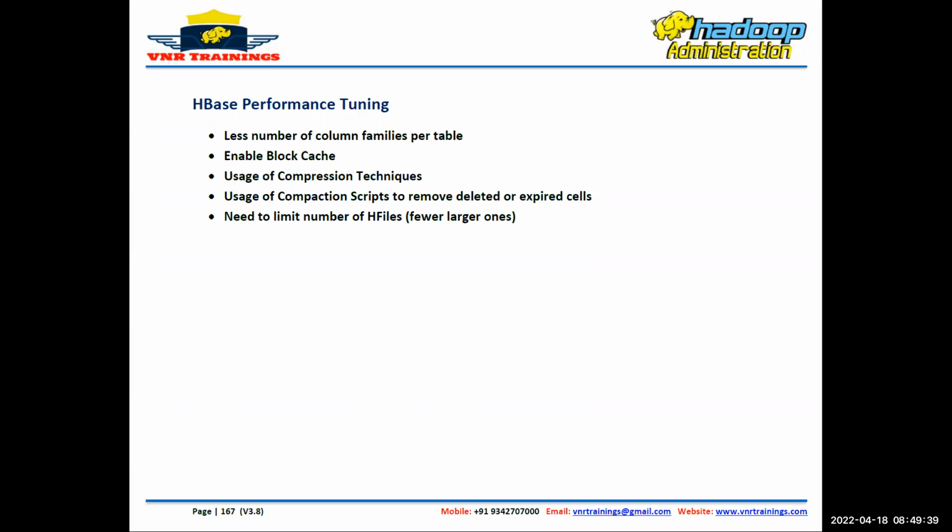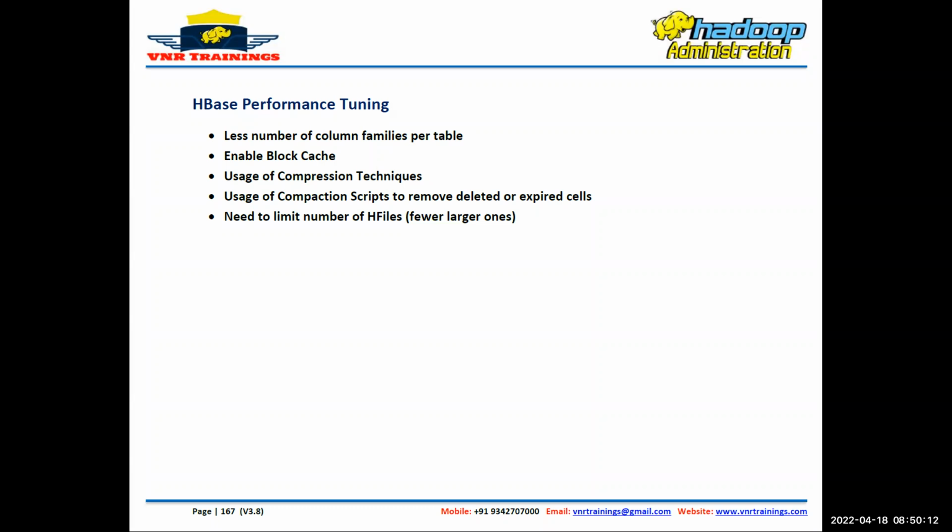The next concept is HBase performance tuning. When it comes to HBase performance tuning, keep a smaller number of column families per table. Normally some people will give 10-15 column families in one table. Given 10-15 column families, how many subdirectories will it create? Think that you have a table with 100 regions and 15 column families. So you will have 100 into 15, 1,500 subdirectories created on HDFS.